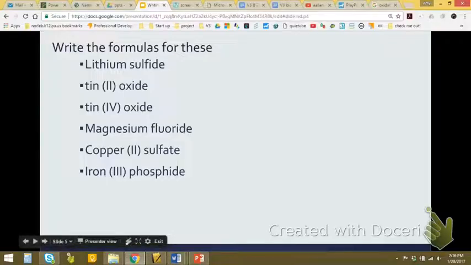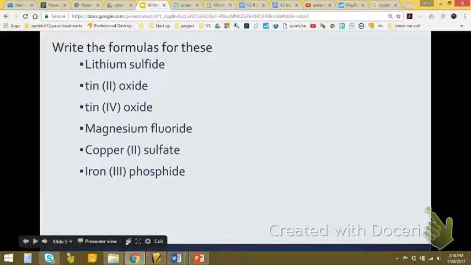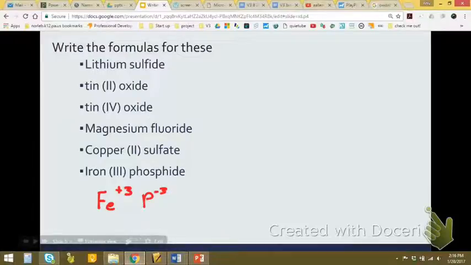Our next is iron(III) phosphide. Iron(III) tells me Fe will have a +3. Phosphorus is going to have a -3 charge right here. So crisscross, these balance each other out already. So we have FeP.